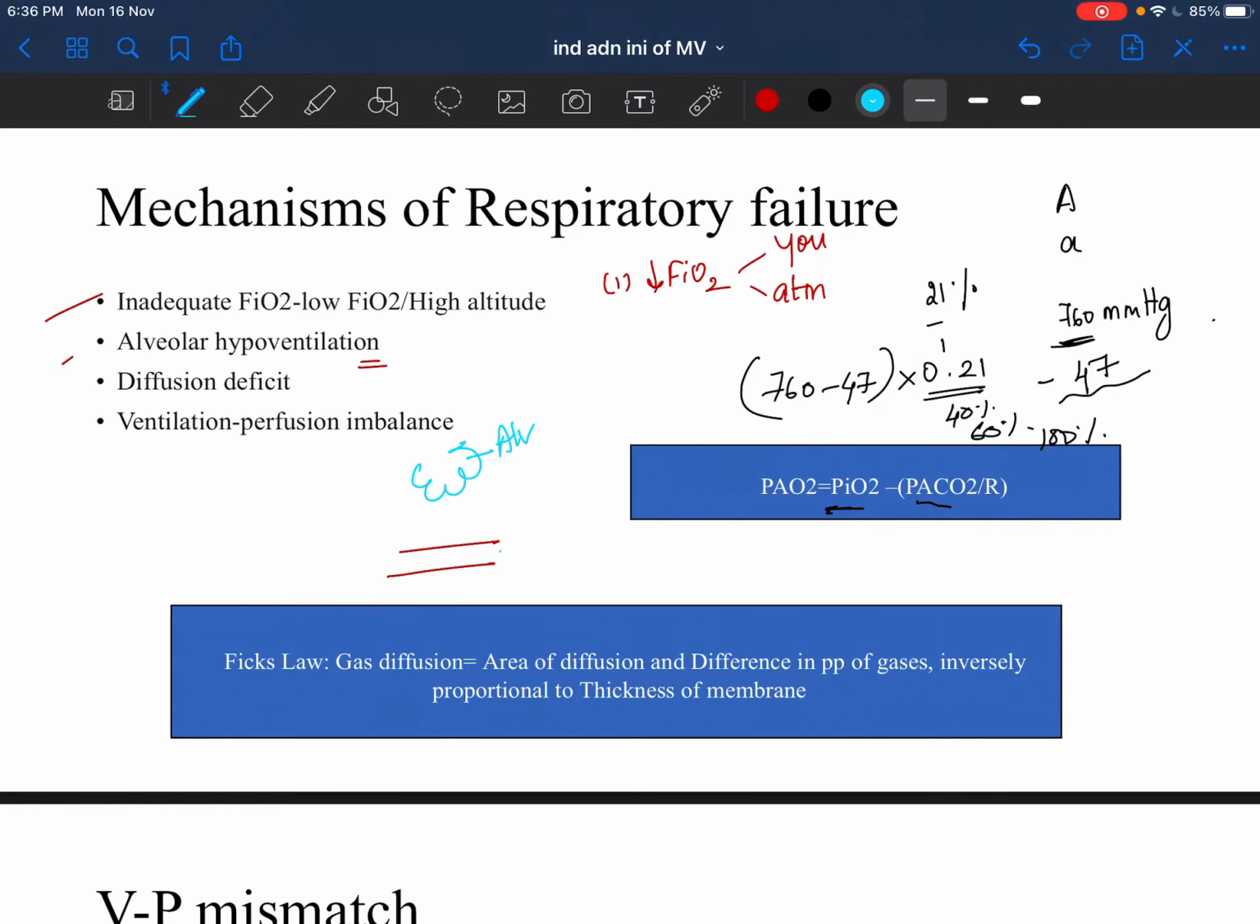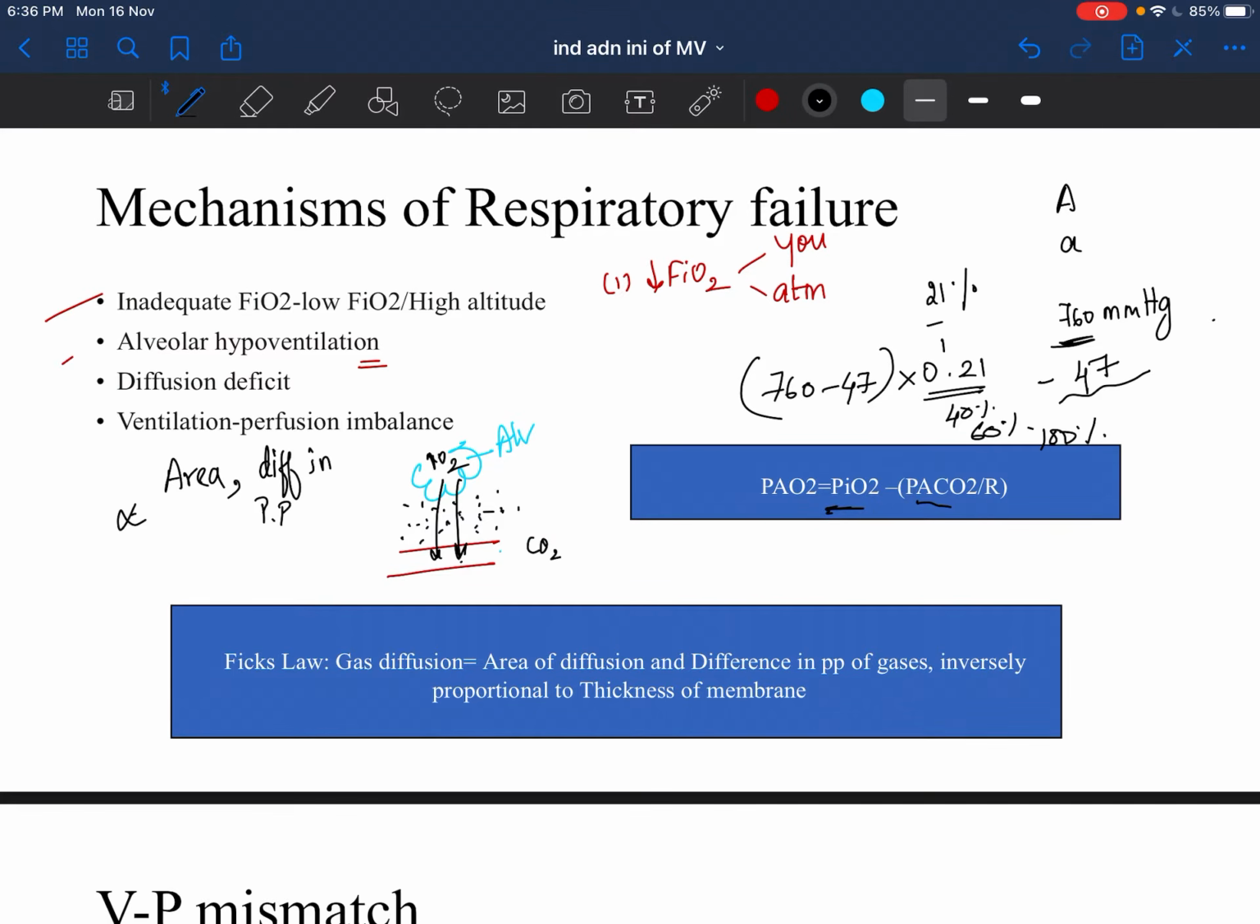Suppose you have something else in here that is inhibiting the gas exchange, inhibiting the diffusion of gases. So what are the factors that determine the gas exchange? Gas diffusion is directly proportional to the area of diffusion and the difference in partial pressure. The alveoli has increased oxygen concentration compared to that of blood. That's why oxygen goes into blood.